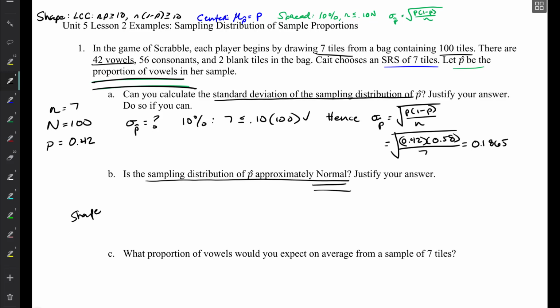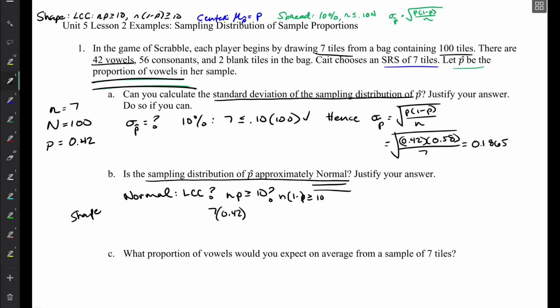With shape, we know that in order to see if the sampling distribution of the sample proportion is normal, we need to check the large counts condition first. That's saying, is our number of successes greater than or equal to 10? And is our number of failures greater than or equal to 10? We need to see both of these things. Are they both true? The parentheses should be there, not after the 10. Sorry about that. Now, the first one's easy enough. n is 7, so there are 7 tiles, and 42% of them are going to be vowels.